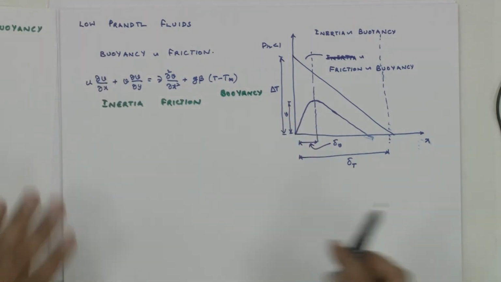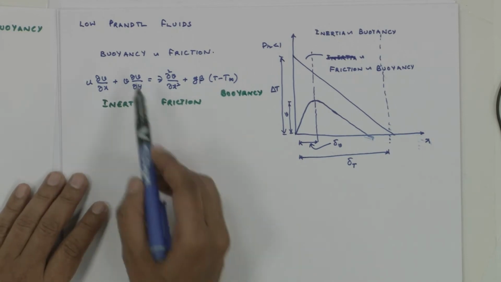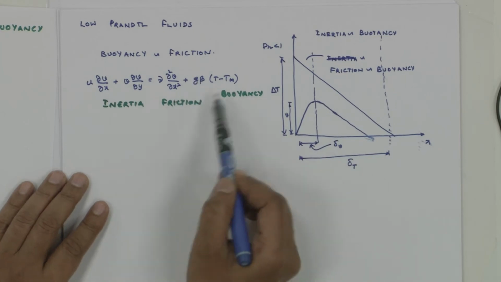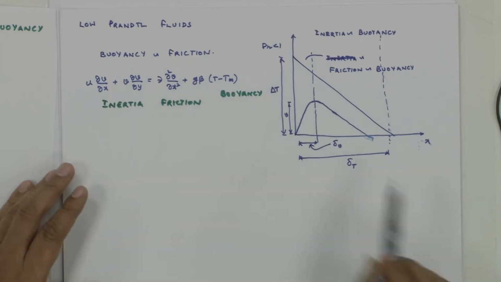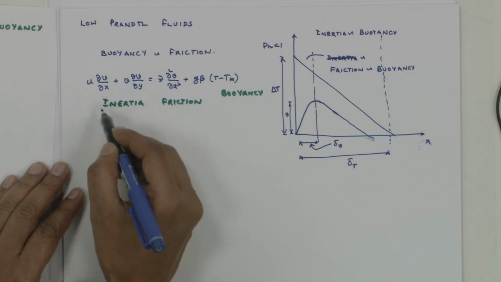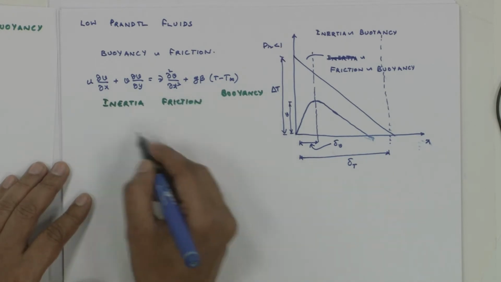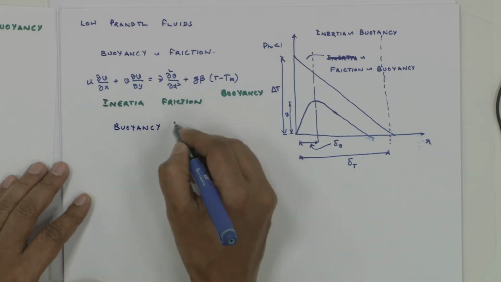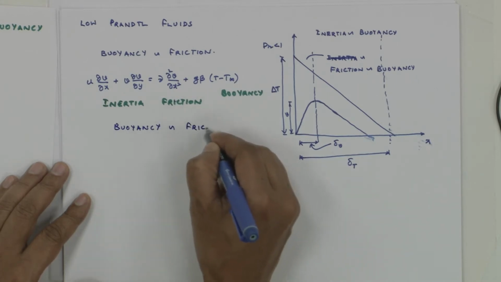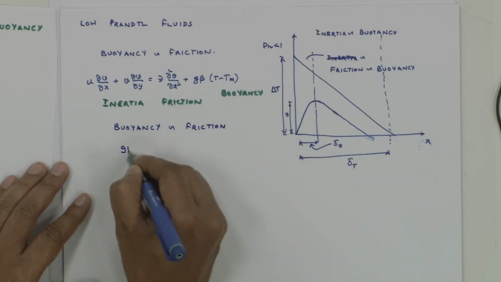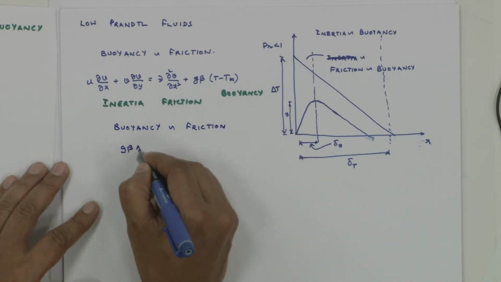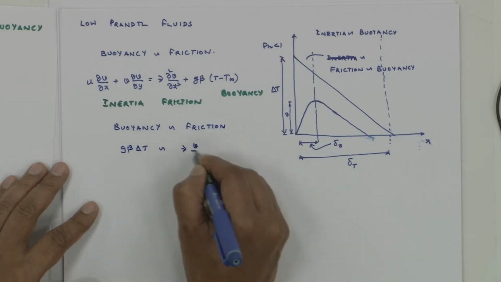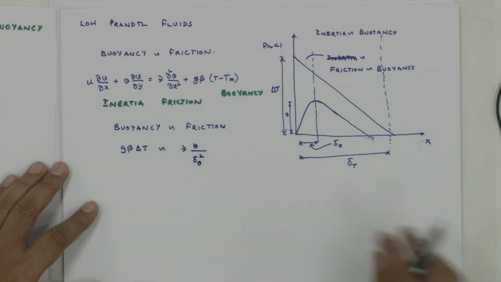It will be a little difficult at first sight to understand that the buoyancy is balanced by friction, but near the wall it is the friction which is dominant and the buoyancy is driving. That is the reason buoyancy is balancing friction and inertia is neglected. So buoyancy is balanced by friction. So what is buoyancy? g beta delta T is balanced by friction, that is nu scale of v, x is delta v squared.